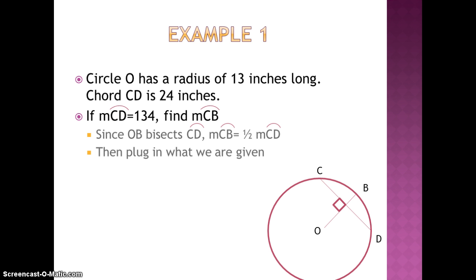Then we're going to plug in what we're given. So the measure of arc CB equals 1/2 the measure of arc CD, because it's being bisected. So we have 1/2 of 134, which equals 67. So the measure of arc CB equals 67.